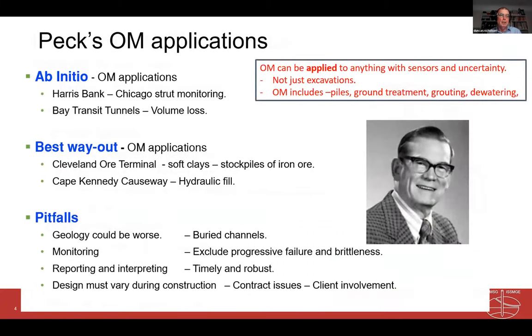So here, in ab initio terms, he identified the Harris bank and the use of struts in a deep excavation. He looked at the Bay transit tunnels, and he looked at volume loss control. He looked at best way out in terms of soft clays with stockpiles and how to optimize construction, and in Cape Kennedy Causeway on hydraulic fills. So he identified a range of different types of observational method, not just basements, but a range.